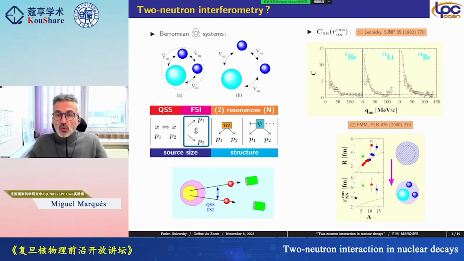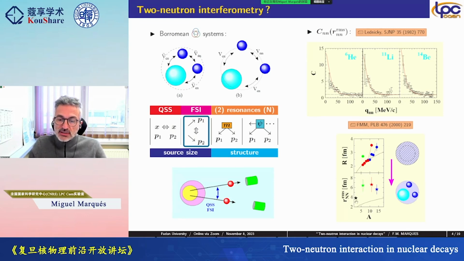And below, you can see a plot. Each of these red lines corresponds to an average neutron-neutron distance, and you can see them here. On top, this is the famous Tanihata picture of the overall size of the nuclei, and you see here the halo systems, lithium-11, beryllium-14 and helium-6, that are bigger than the others.